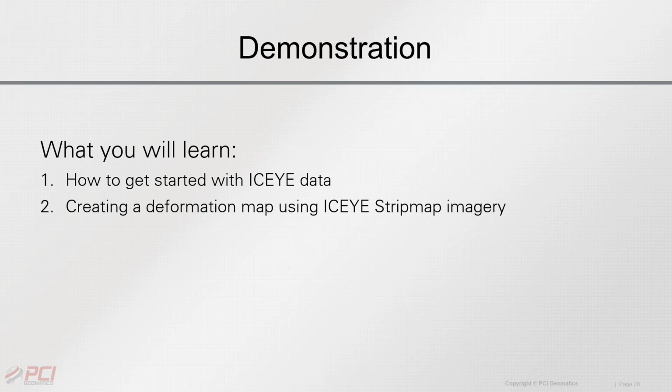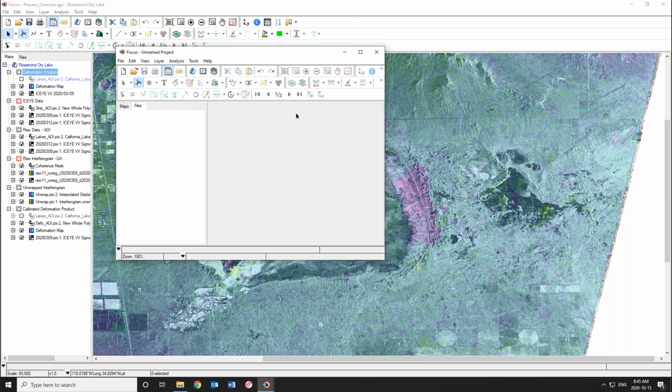Hello, everyone. What my presentation and demonstration is going to cover is how to get started with raw ICEYE data, and then how to generate a deformation map using paired images. I'm just going to change the presenter to myself. Can everyone see my screen? Perfect. You're good. Awesome. Thank you.